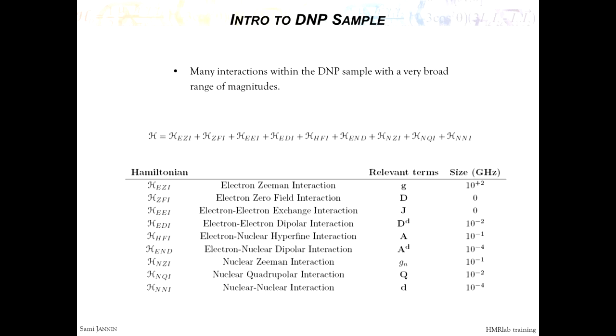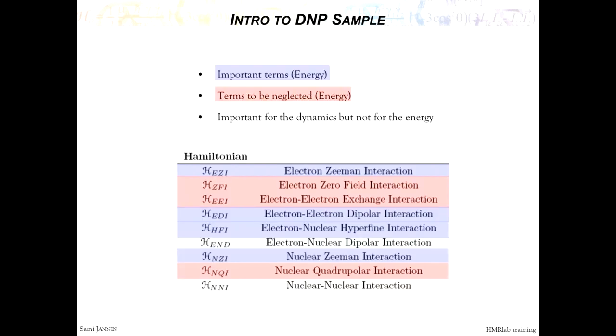And another very important interaction is the nuclear-nuclear dipolar interaction that can transport polarization, so enable spin diffusion. So you have all these interactions, and we can already make some separations and think of them in terms of how much energy they represent. There are terms that are high in energy: Zeeman interaction, electron dipolar, electron-nuclear hyperfine, nuclear Zeeman interaction.